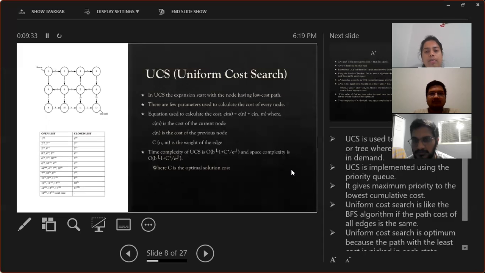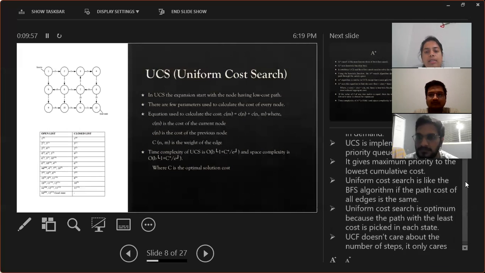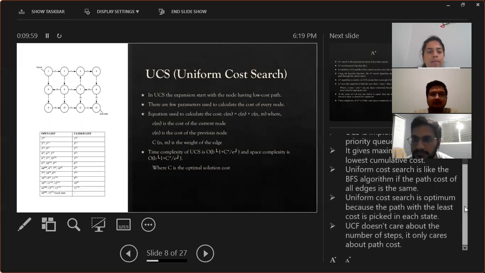Here we can see the equation which is used to calculate this search, where C of M is the cost of the current node and C of N is the cost of the previous node. C of N comma 1 is the weight of the edge. Here we can calculate the cost using this equation and we can fill out this open and closed list. Here are the time complexity and the space complexity for the search algorithm, where C is the optimal solution cost.